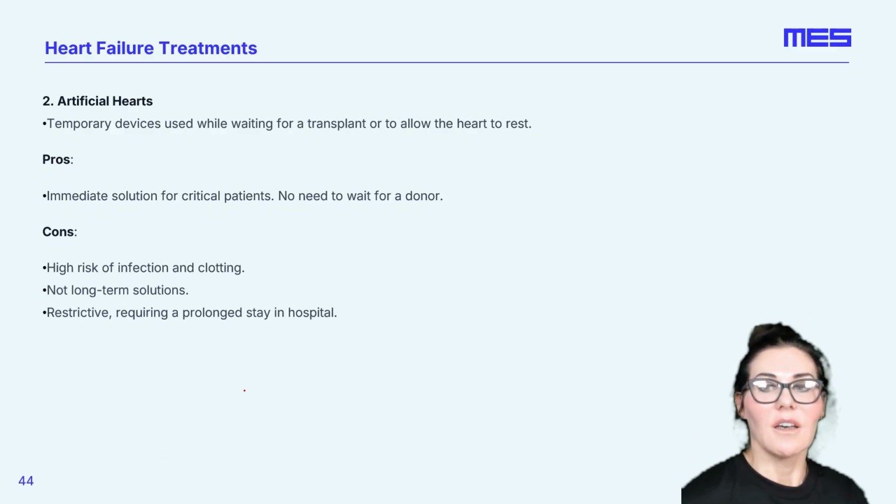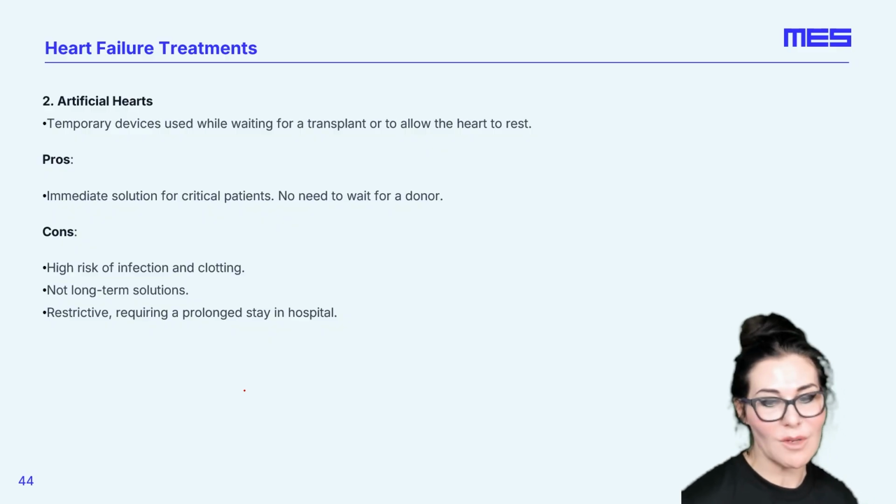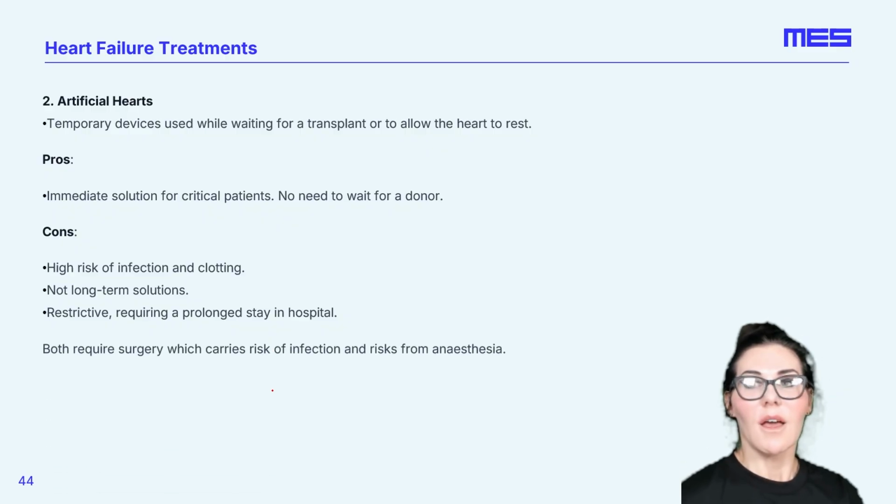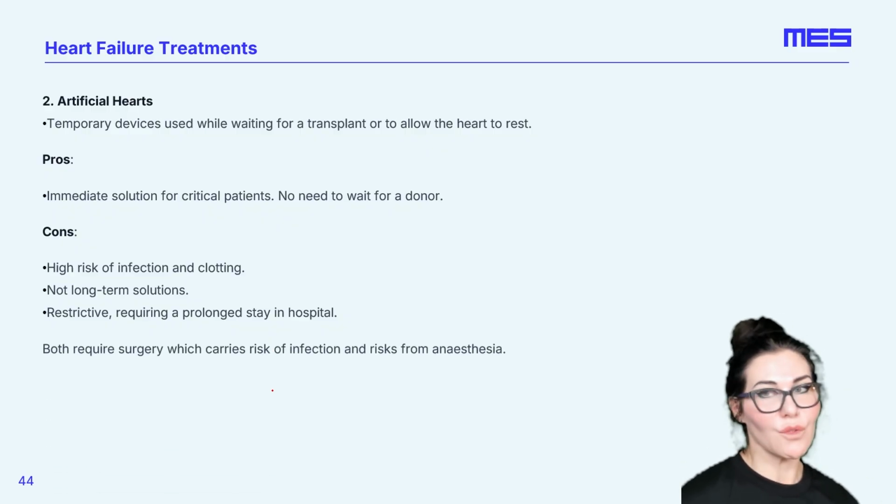But again, high risk of infection and clotting because it goes into the body and it's mechanical, it's artificial material, it's not long term, it doesn't work as effectively as a normal heart, and you have to stay in hospital while you have this artificial heart inserted into your body. Overall, whether you're having artificial hearts or heart transplants, the big risk to both is that you are undergoing surgery. Surgery requires anaesthesia. Anaesthesia and anaesthetic is a risk for death. People can die from anaesthetics. And if you're opening up someone's body, you're exposing them to pathogens. So there's a risk of infection as well.